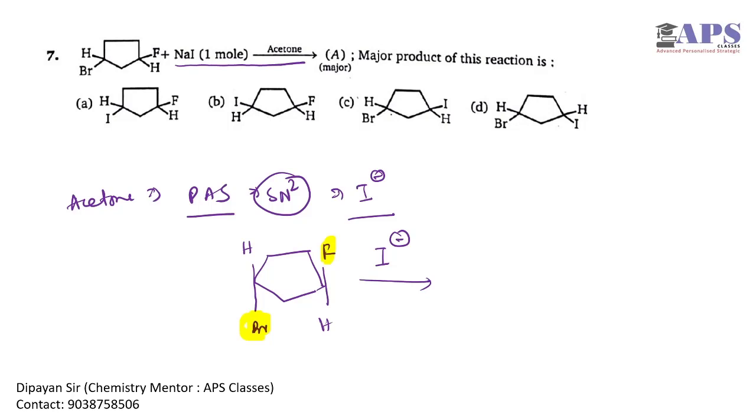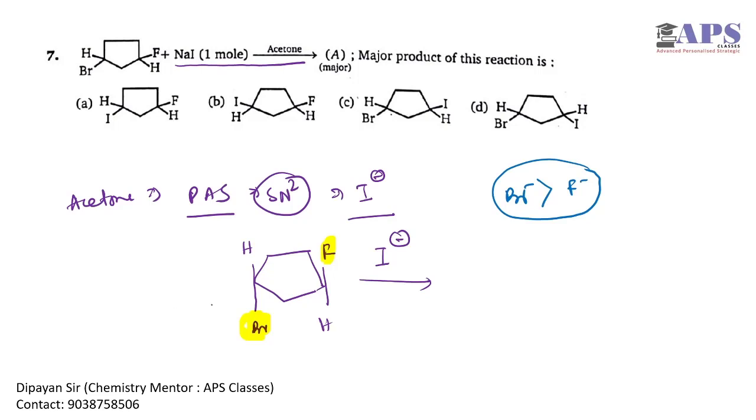So, the better leaving group will be eliminated first. The better leaving group will be eliminated first. So, if we see the leaving group property, then we can say that bromide is a better leaving group than fluoride. Okay, so in the class lecture we have discussed the leaving group property elaborately. So, bromide is a better leaving group than fluoride.